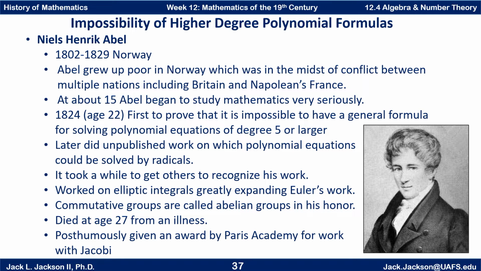In 1824, at the age of 22, he was the first to prove that it's impossible to have a general formula for solving polynomial equations of degree 5 or larger. Now, if you remember, one of the main thrusts of algebra from way back, even before what we would actually call algebra today, was created by the Muslim mathematicians of the Middle Ages. A lot of that focus was on finding solutions of polynomial equations. Linear equations were almost immediately solved once people thought of it that way. Quadratic equations, at least some solutions go way back.